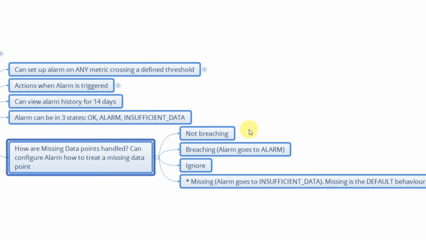You could say missing data can be treated as not breaching the threshold, or it can be treated as breaching the threshold, in which case the alarm goes to alarm state, or you can just ignore the missing data.